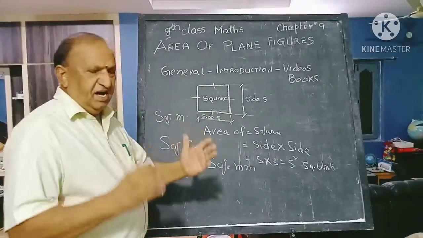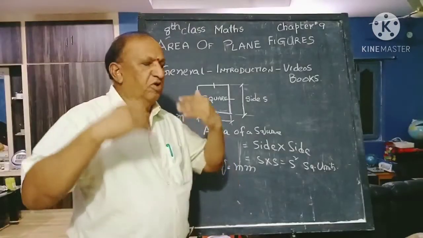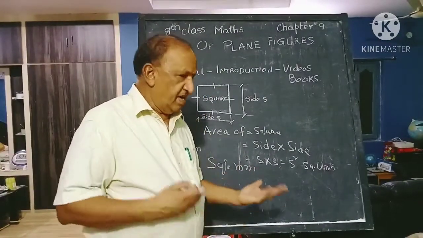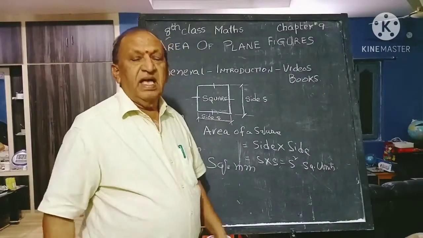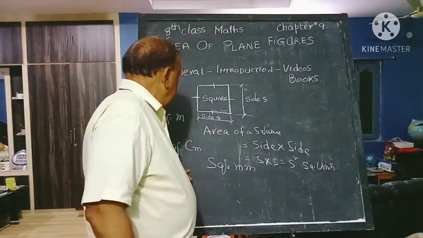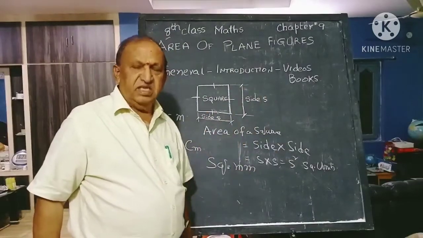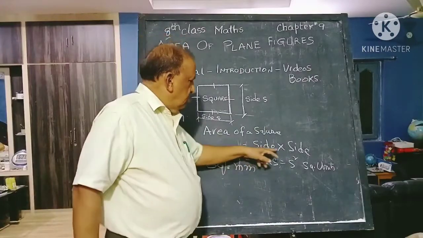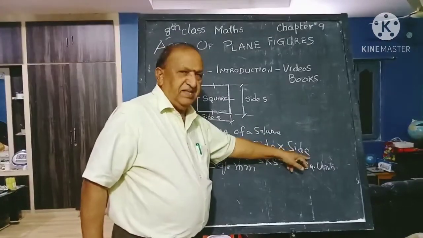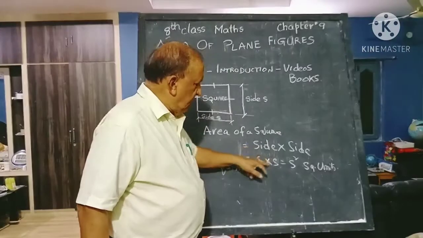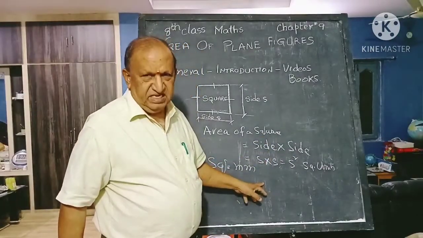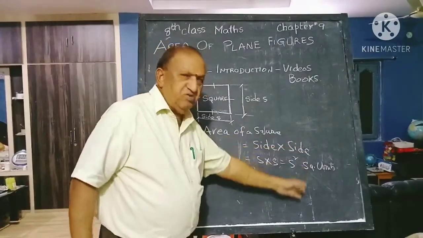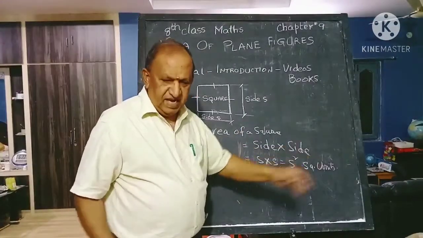So area of any figure, no matter whether it is a square, rectangle, rhombus, quadrilateral, any plane figure, area will be in square units. You may ask me, why it should be in square units? Because you are multiplying one dimension with another dimension. Here in this dimension you have whatever are the units, centimeters or millimeters or meters or kilometers. Same thing you have here, so it will be square centimeters.